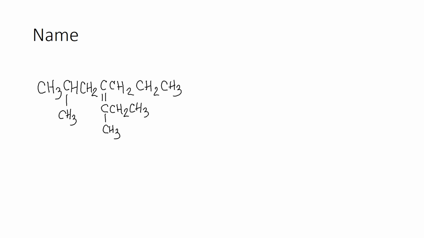However, if I were to make that my longest chain, I wouldn't have a double bond in it. My longest chain has to include the double bond. So I'm going to look at two different directions where I can find out what my longest chain of carbons is. So the first is to count 1, 2, 3, 4, 5, 6. That would give me a hexene molecule.